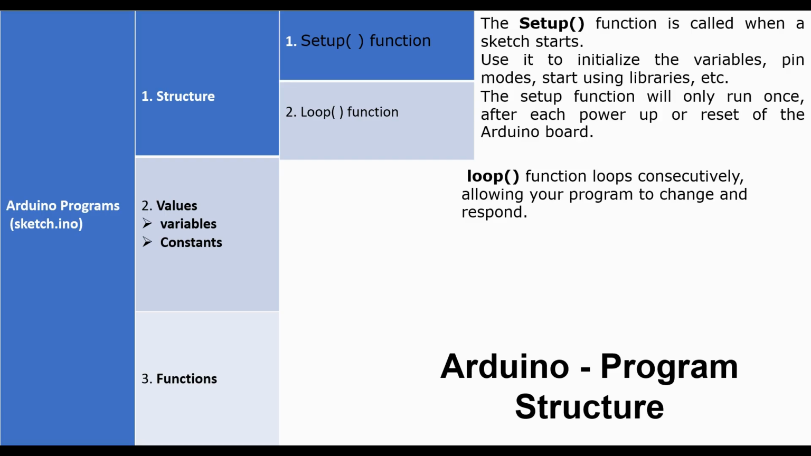It's very simple: we have an Arduino program which has a structure, values and functions, and in the structure we have a setup function and the loop function. In the setup we are going to write the things that are used to initialize the controller, and in the loop function we are going to write the piece of code that you want to loop consecutively and run again and again.